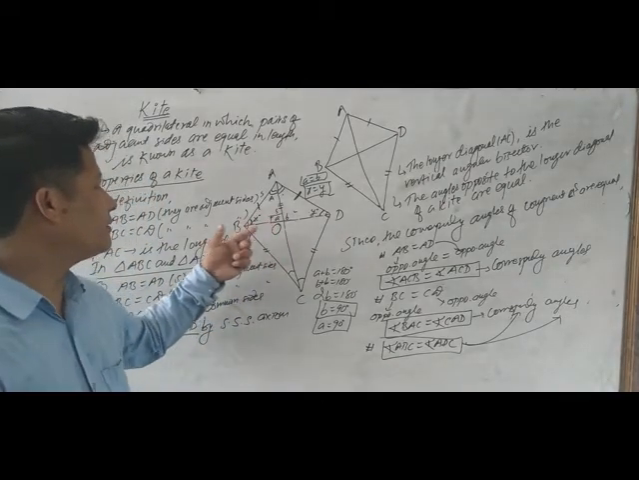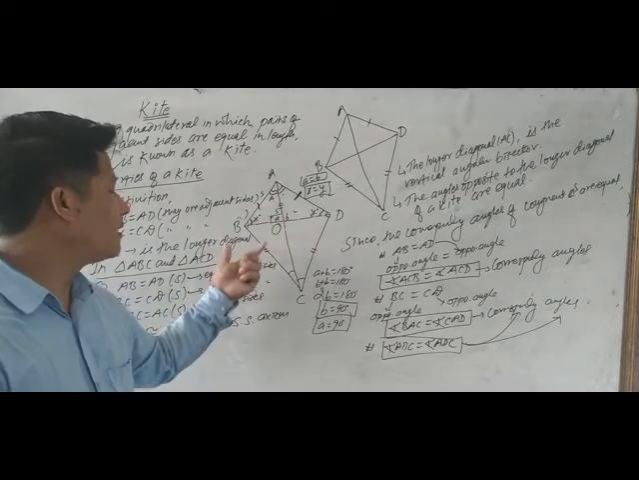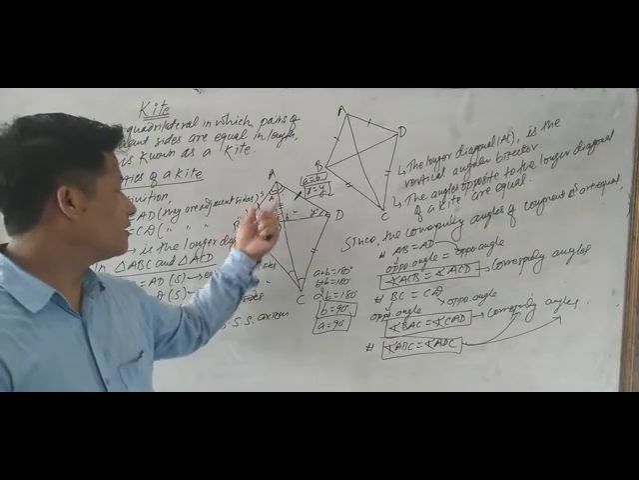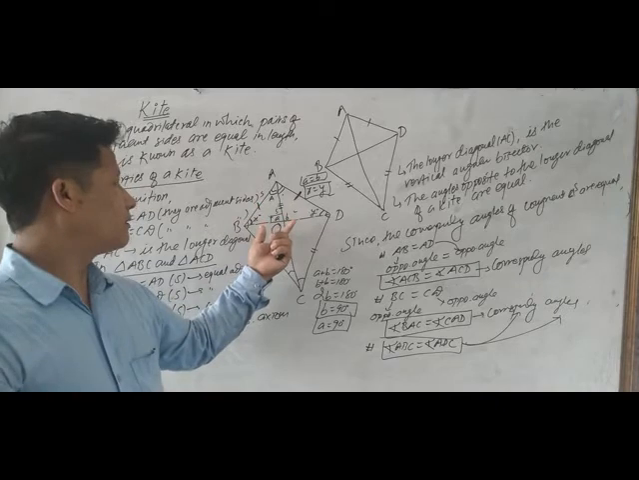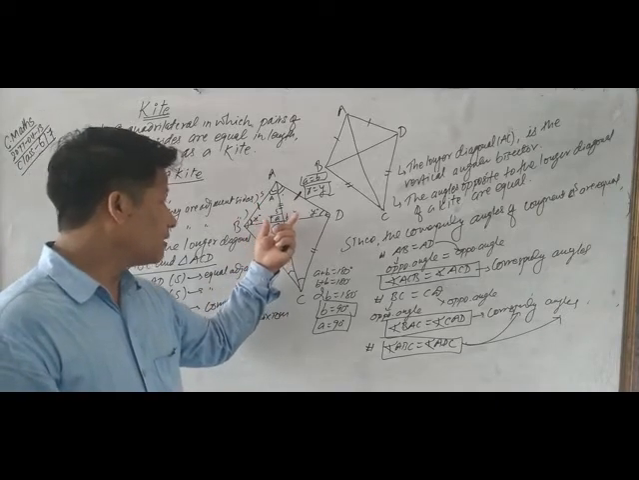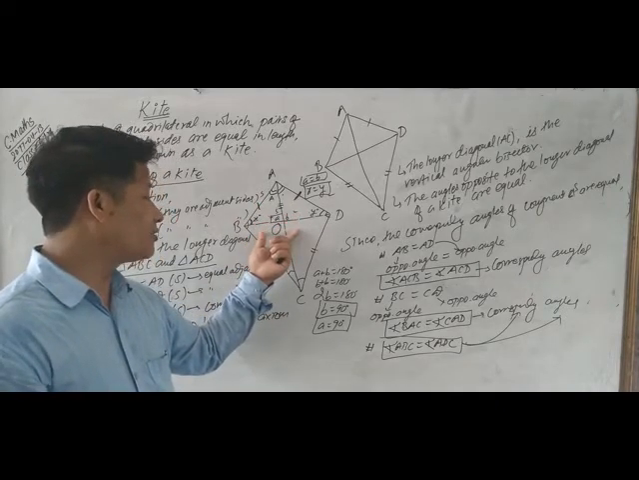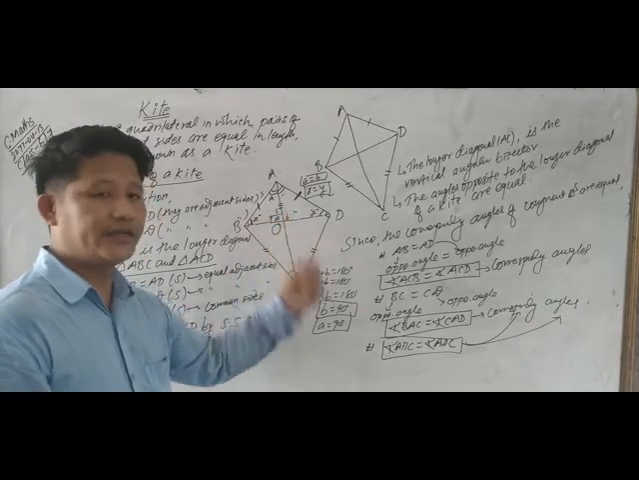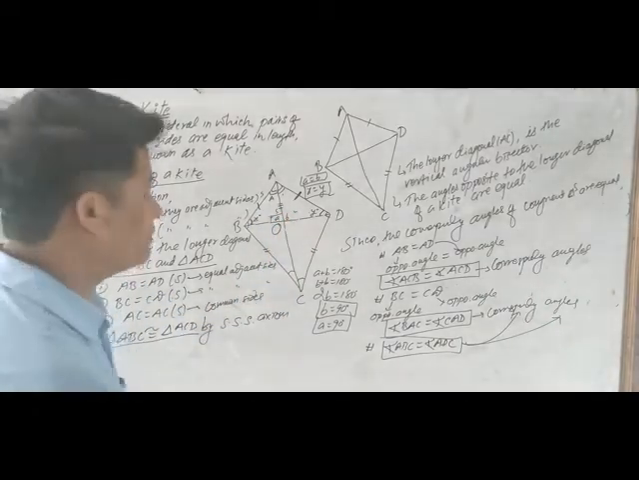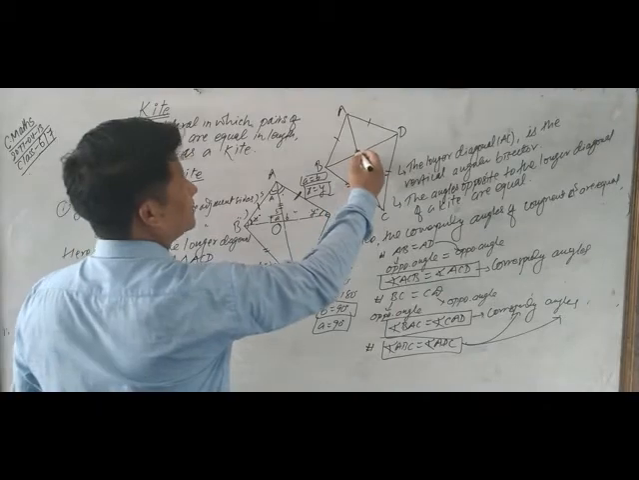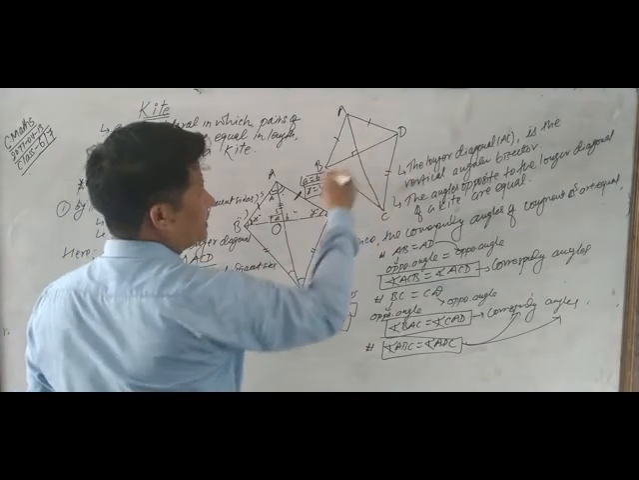So we can write here that the angle between the longer and shorter diagonal is 90 degrees. They are perpendicular to each other. This one is 90 degrees. They are perpendicular to each other.